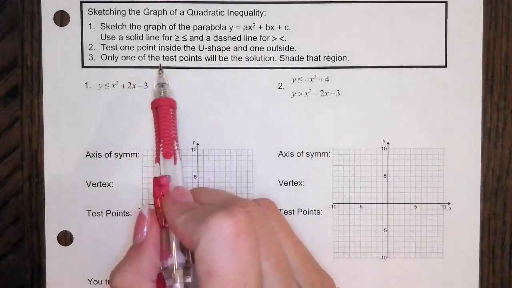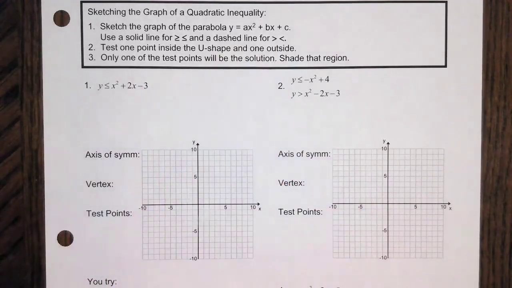Then it says we test one point inside the U-shape and one outside of the U-shape. Whichever one comes out to be a true statement, that's where our solutions are found. That's where we shade. So let's talk about one.